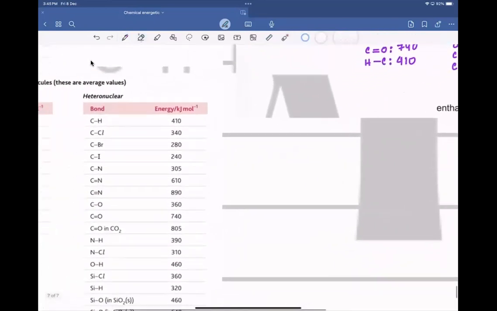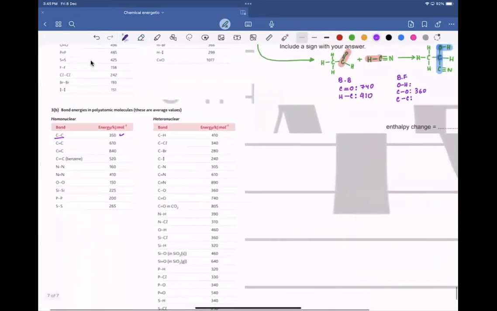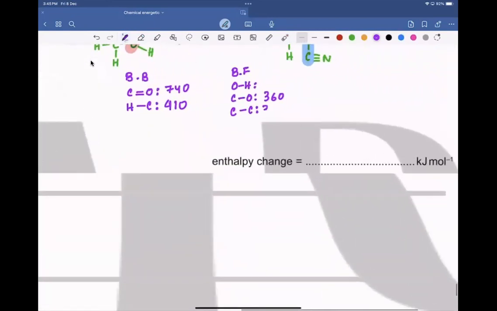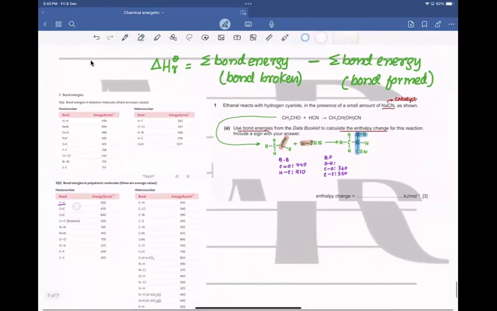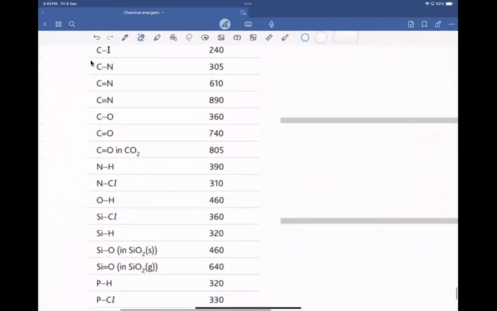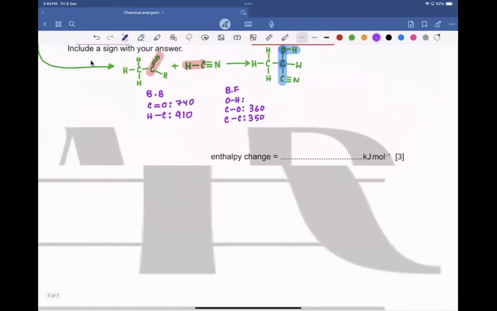Then carbon carbon single bond. It is over here, 350. So I'm going to put 350 over here. Then I have an OH bond. Here we have an OH bond. Its bond energy is 460, right? So I'm going to put 460 over here.